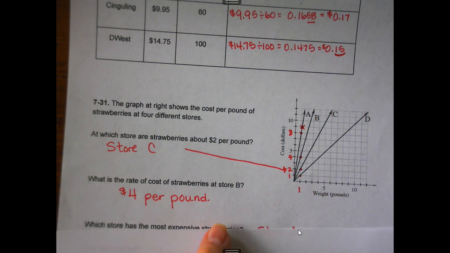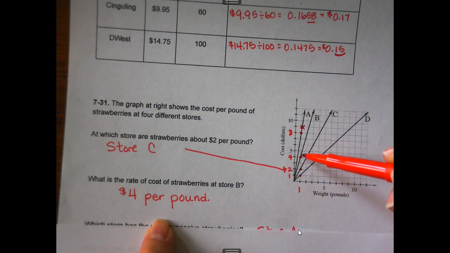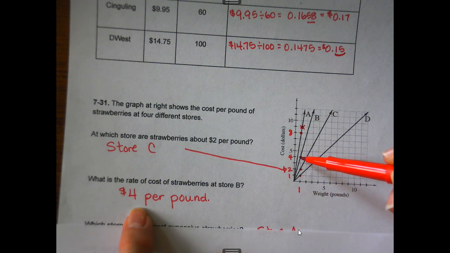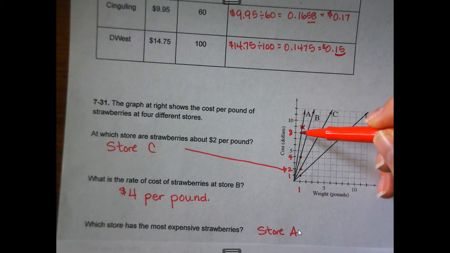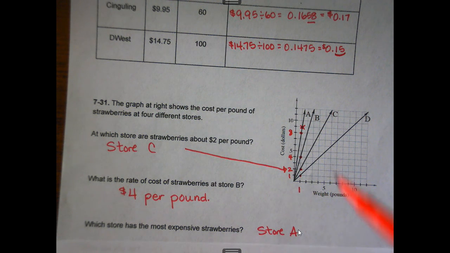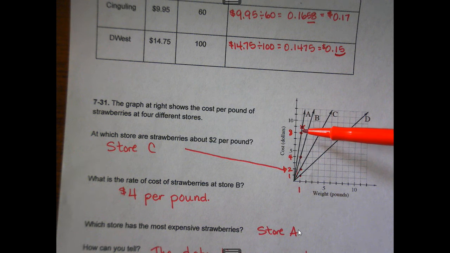Which store is the rate of cost of strawberries at store B? We looked it up here, and as I go back to my graph and analyze it a little bit more, I have $4 per pound. And then the most expensive strawberries is at store A, and I'm hoping that those are pretty fancy, large, juicy strawberries because that's $8 a pound compared to store D with just $1. And how can I tell that? The data line, and that's what these things are, they're data lines. The data line for store A crosses 1 pound at a much higher cost.